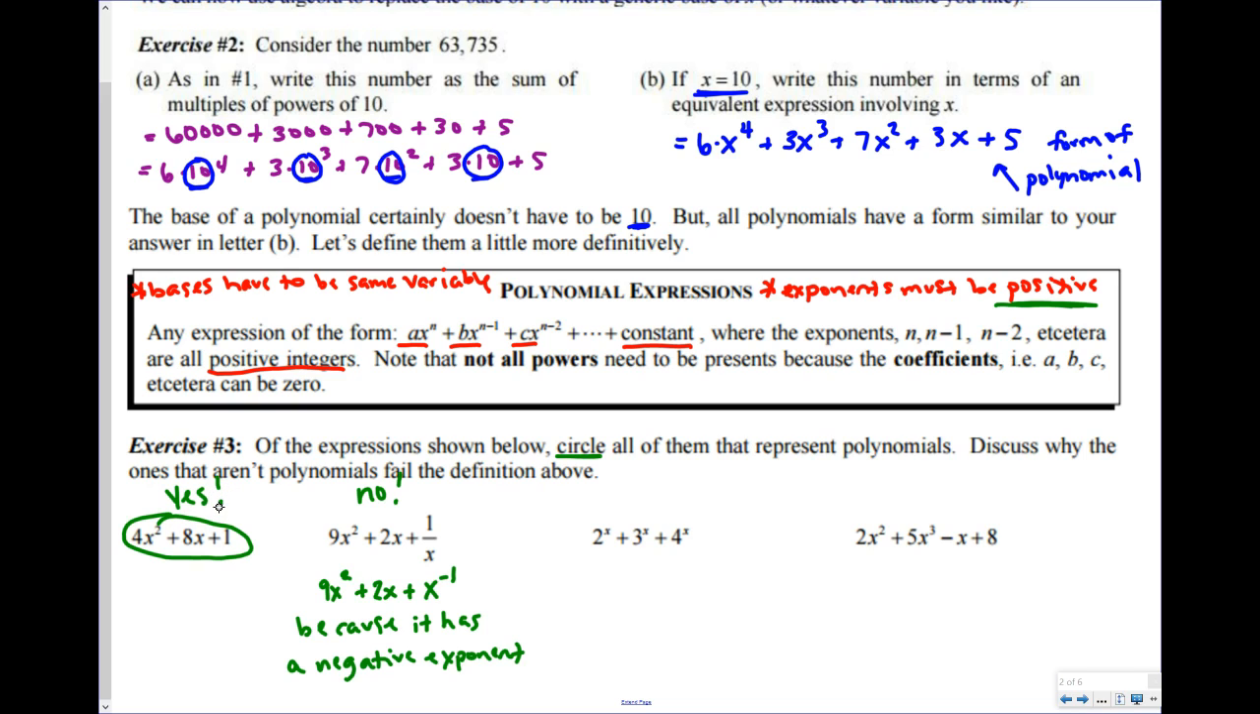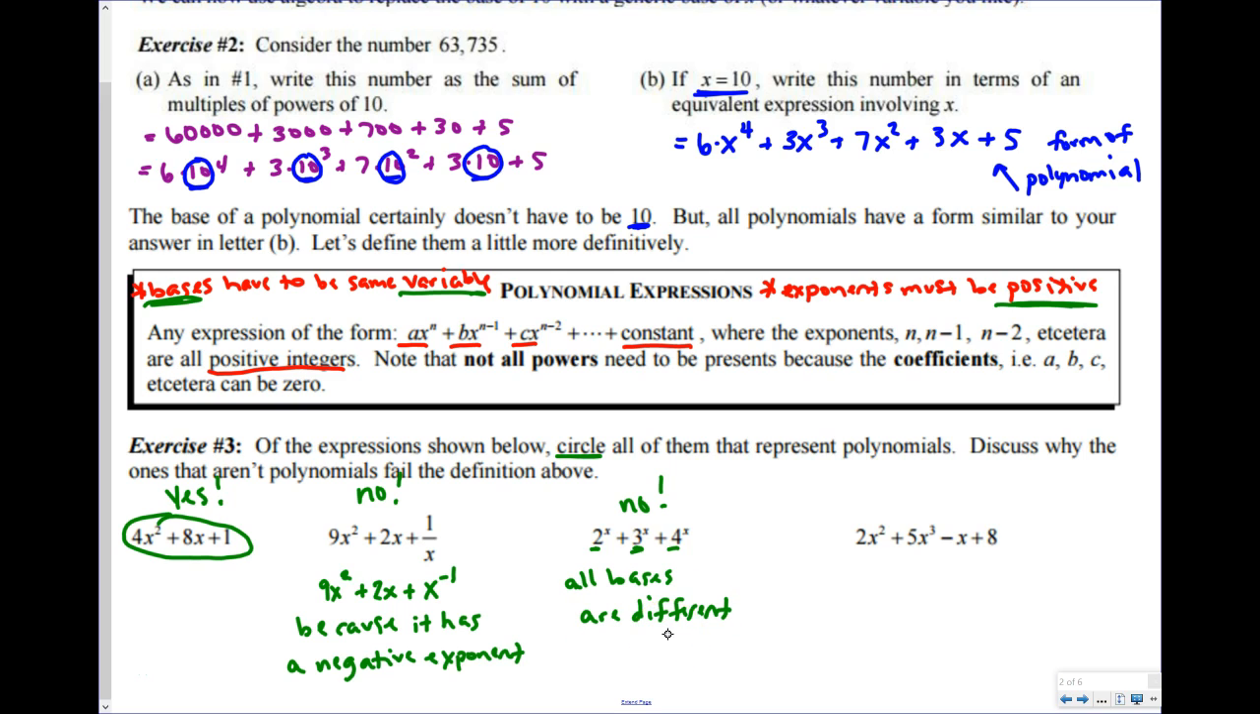The third one, 2 to the x plus 3 to the x plus 4 to the x, breaks this one rule of all the bases have to be the same variable. What are the bases here? They're all different. So this is also a no, because all bases are different.